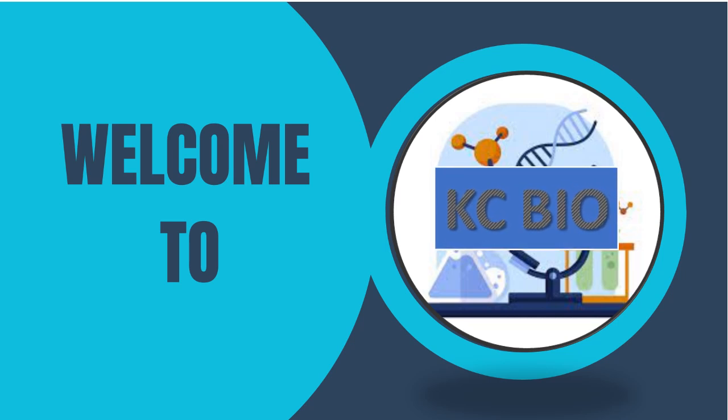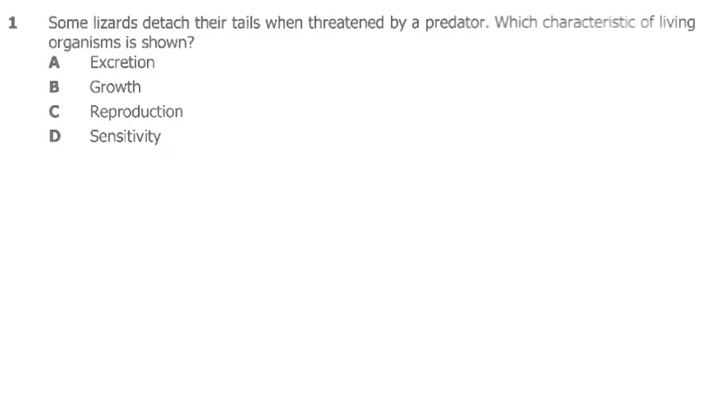Question number 1. Some lizards detach their tails when threatened by a predator. Which characteristic of living organisms is shown? So here our answer is sensitivity, because after it is touched, it detaches its tail, hence it responds with sensitivity. So our answer is D.